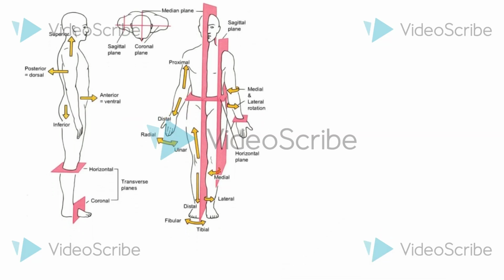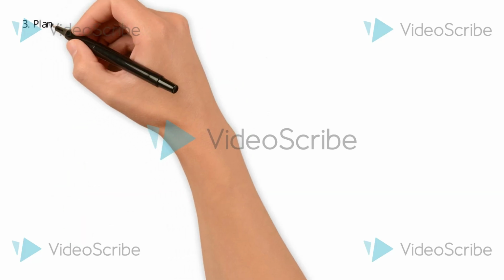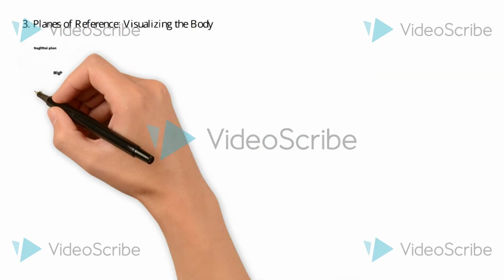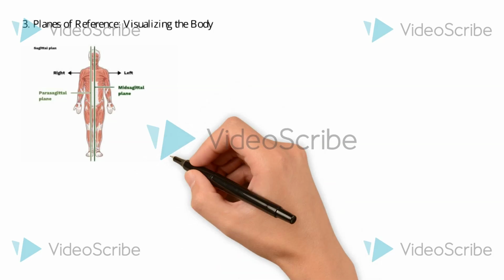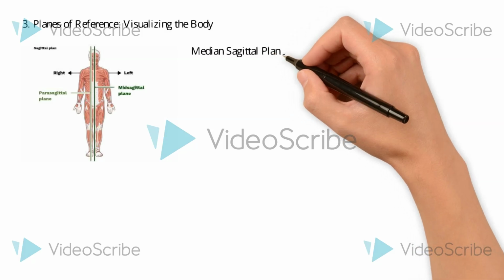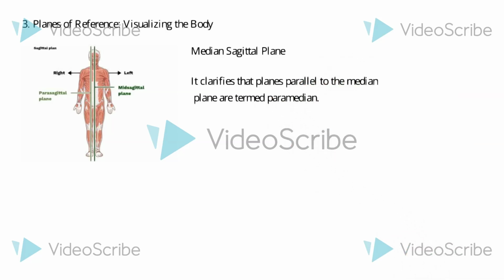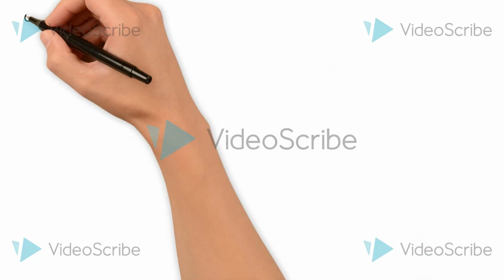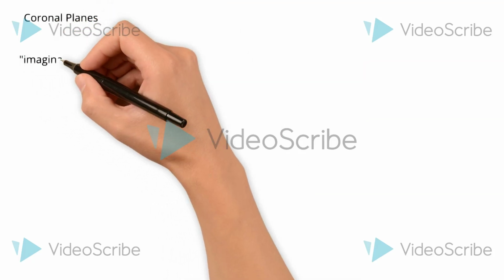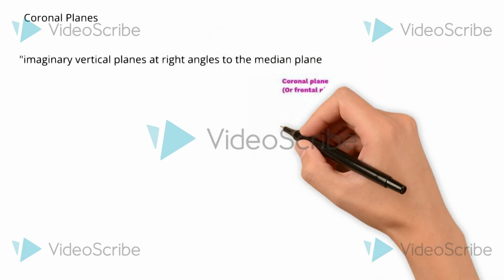3. Planes of reference. Visualizing the body. The lecture introduces 3 key imaginary planes used to divide and describe the body. Median sagittal plane: a vertical plane passing through the center of the body, dividing it into equal right and left halves. It clarifies that planes parallel to the median plane are termed paramedian. Coronal planes: imaginary vertical planes at right angles to the median plane. Horizontal or transverse planes: at right angles to both the median and the coronal planes.